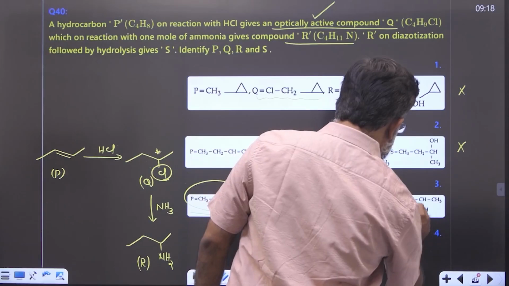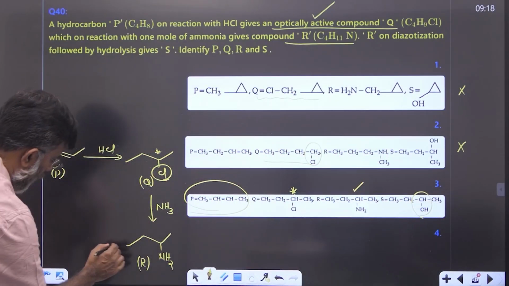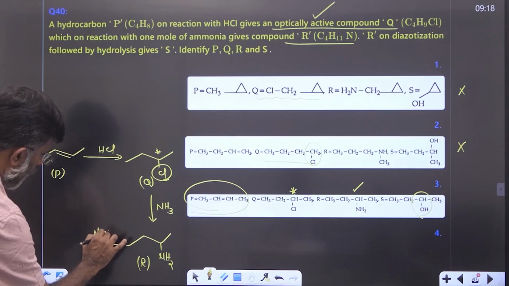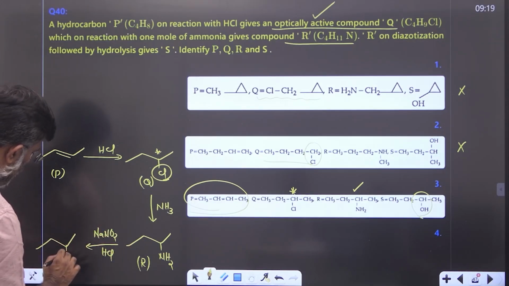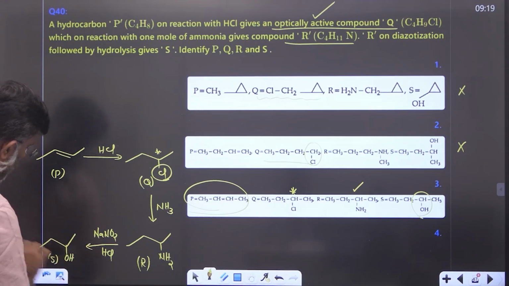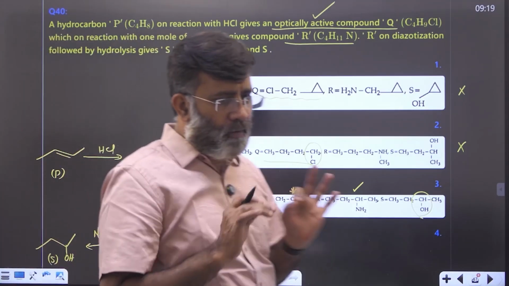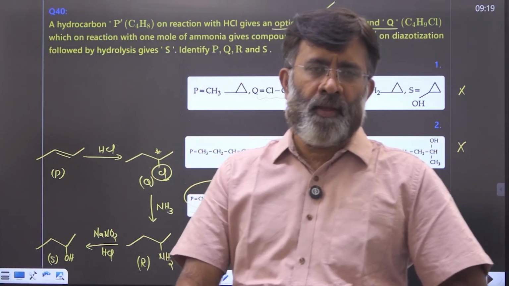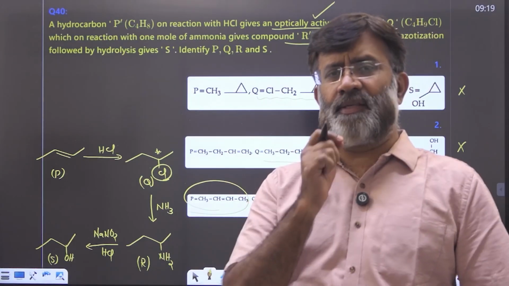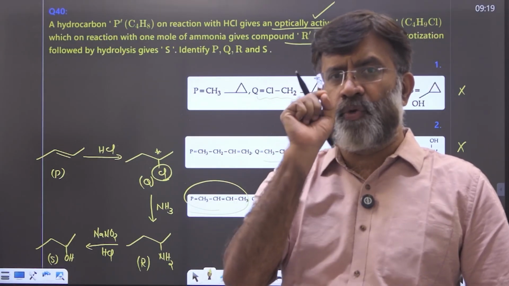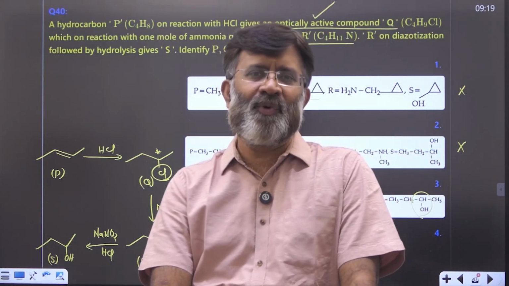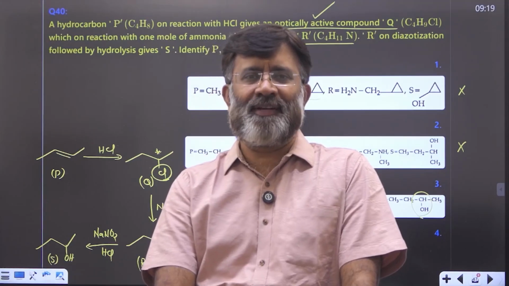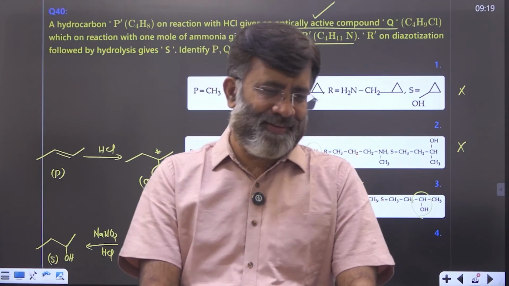And R on diazotization followed by hydrolysis. You see, it's an aliphatic amine. Aliphatic amine upon diazotization gives alcohol, because aliphatic diazonium salts are unstable, and you get alcohol. That is the final product. So all reactions match with option 3. Moreover, simply analyzing the indication about Q, we get our answer because none of the other options have Q optically active other than option 3. Okay, fine.